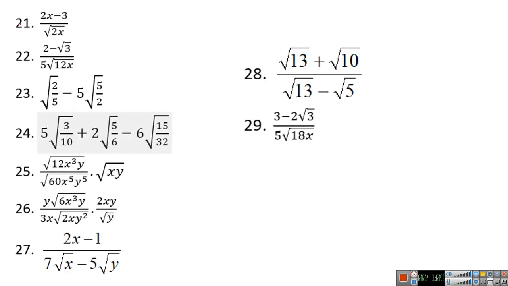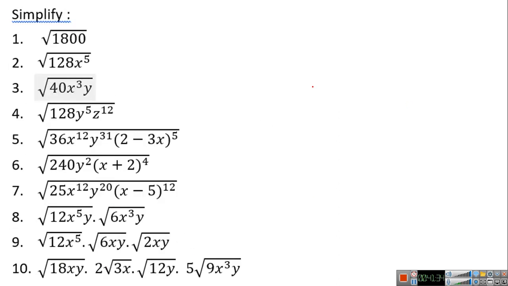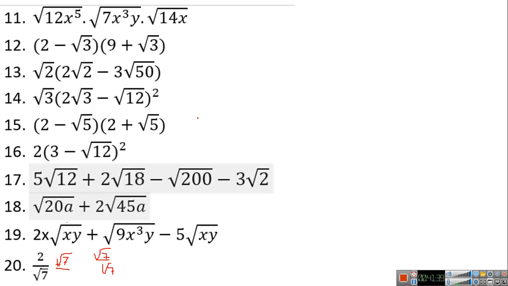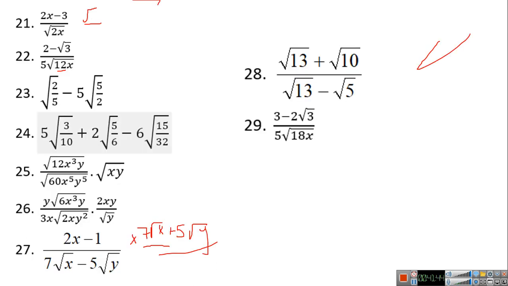However, here also I have one monomial. We multiply by root 2x up, root 2x down. Here I simplify and then I write one monomial. Now here, I don't have one monomial, so I must multiply by the conjugate, 7 root x plus 5 root y, up and down. Here, the same thing. So I want you to do this homework. You can screenshot this one. And here, I want you to do this homework and this page here.